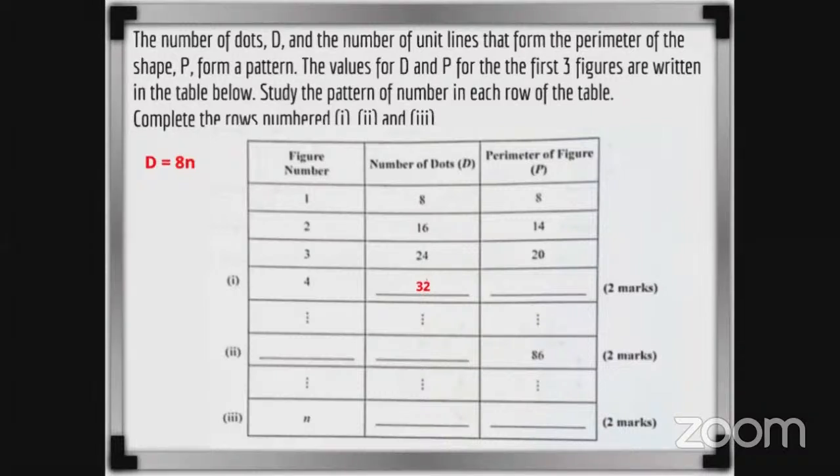So Gareth just said P, which would be the perimeter, would equal 8n, which is actually the number of dots, subtract, open bracket, n minus 1, close bracket. I hope you're all writing, because as you can see, you have to be writing to follow along. All right, and multiply by 2.